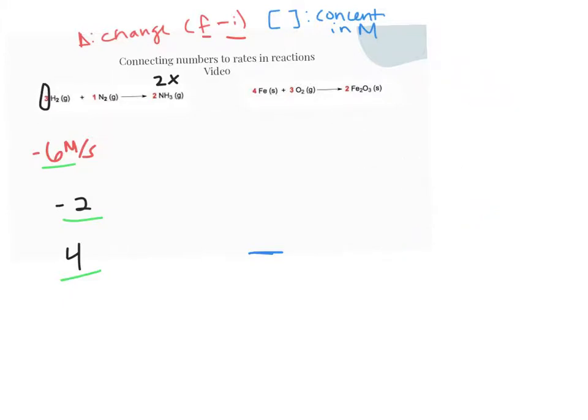Okay, so let's do this other part over here. So now we have another one. This time I'm just going to start at the beginning. The rate of the overall reaction is equal to what? It's going to be equal to the rate of Fe, which is delta Fe over delta T, but we're going to times this by 1/4 because Fe is going 4 times too fast compared to the reaction. And also it's negative, right, because this is going down.